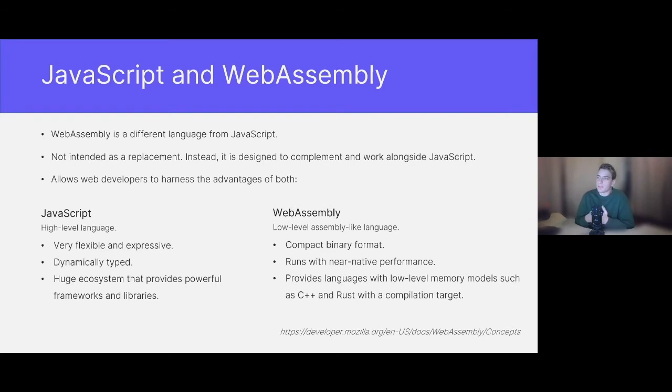And then WebAssembly is a very low-level assembly-like language. It has a compact binary format. So downloading a binary file is much quicker than downloading a source file, since a binary file is smaller. So already you're benefiting from quicker download speeds. Then once it's downloaded, it runs at near native speeds, so you're benefiting twice already. Then it provides languages with low-level memory models, such as C++ and Rust, with a compilation target. So manual memory management is still possible if you're working on the web.